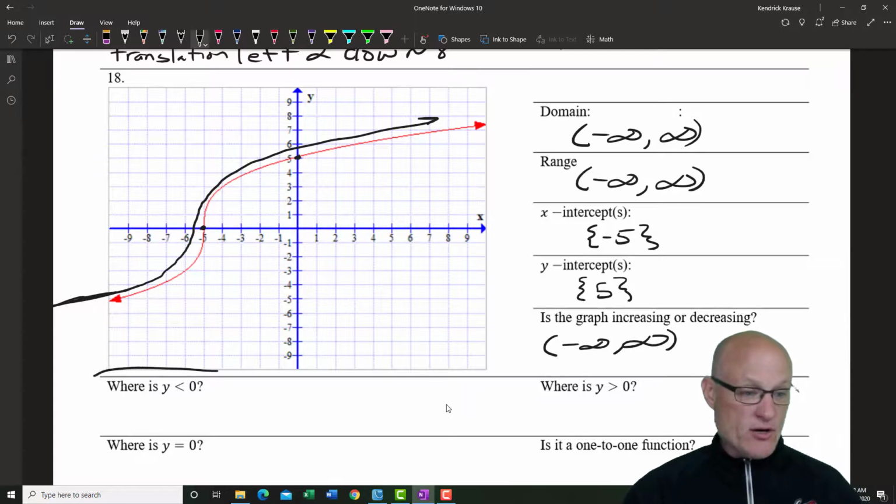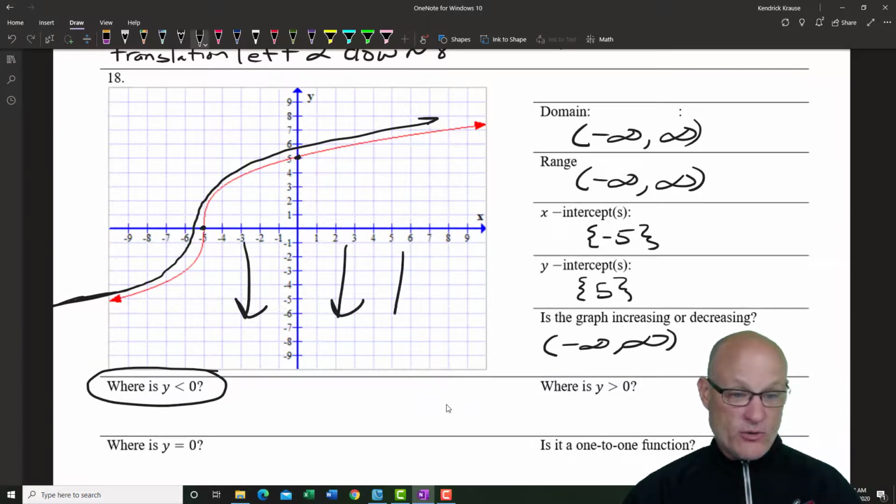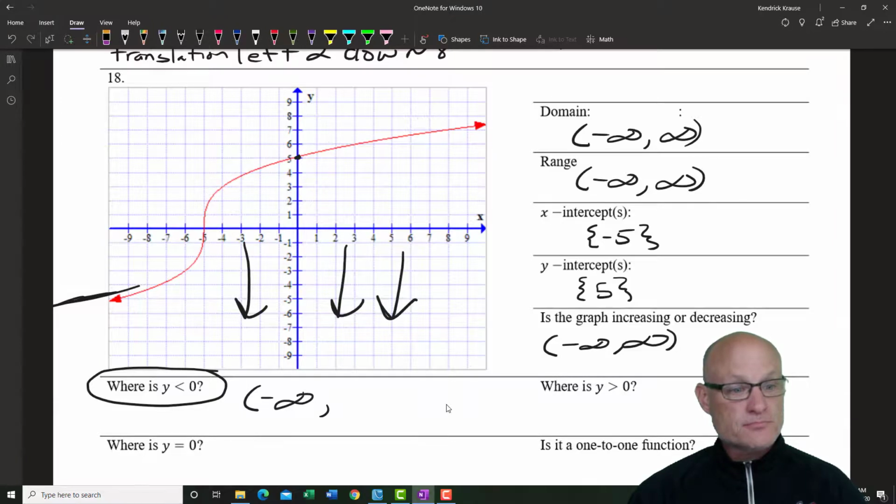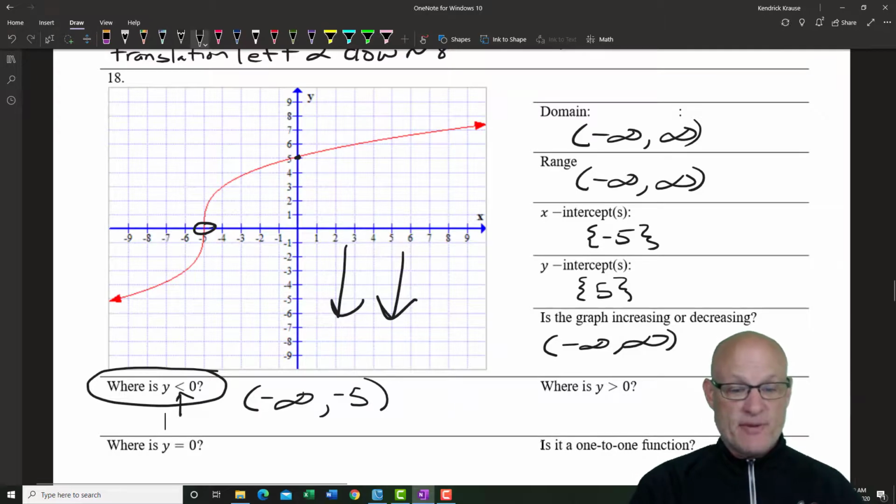This says, where is y negative? Remember, negative is below the x-axis. It's negative from negative infinity all the way up to 5. At 5, it becomes positive, or negative 5. We can't include the negative 5 because there's no equal sign. A lot of you messed that up on the test.